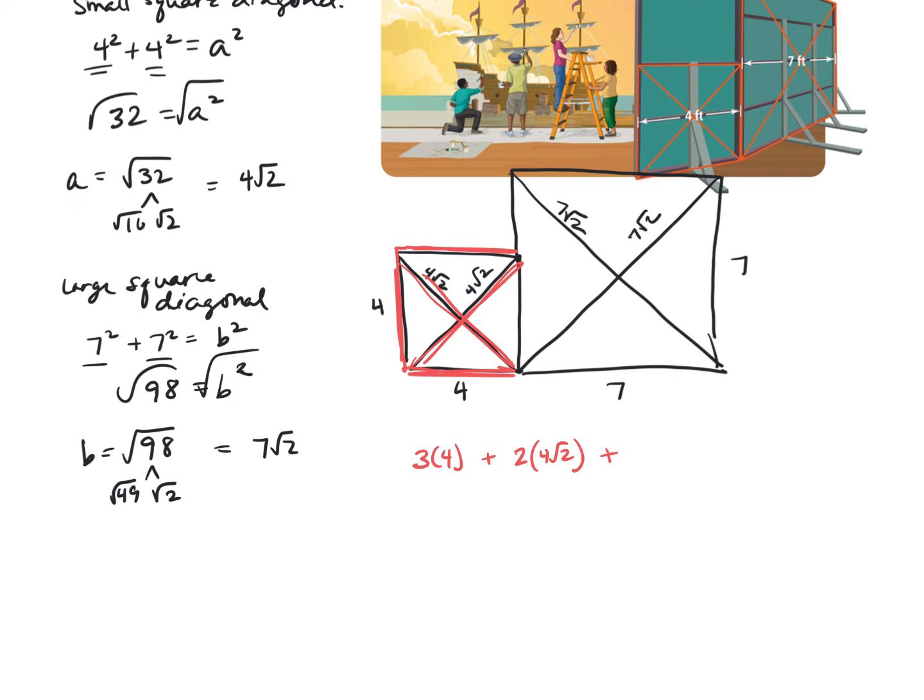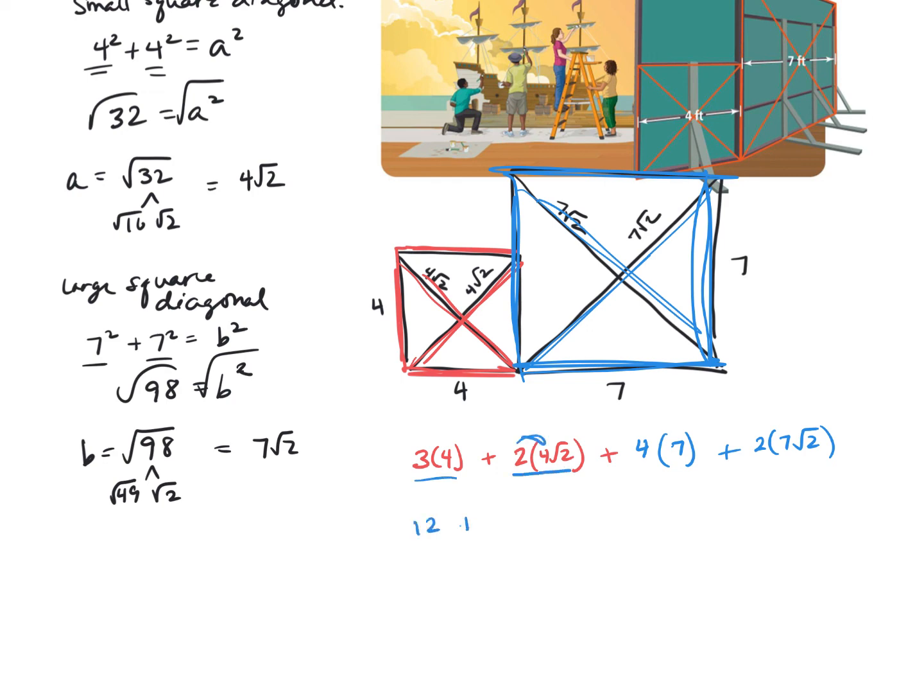In the big square, you've got 7, 7, 7, and 7. So we have 4 sides with a 7. We also have our diagonals, a 7 root 2 and another 7 root 2. So we have 2 of those. And now we just simplify this. 3 times 4 is 12. 2 times a 4 root 2, we just multiply the 2 and 4 together to get 8 root 2. Plus 4 times 7 is 28. Plus 2 times 7 is 14 root 2.